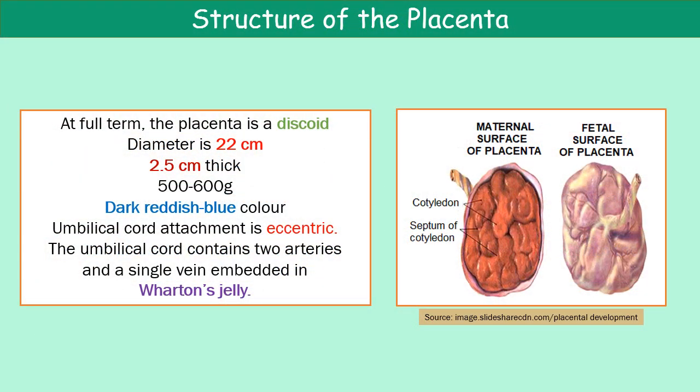Now defining the structure of the placenta including its umbilical cord. At full term, the placenta is a discoidal structure. It is about 22 cm in diameter, 2.5 cm in thickness. It weighs about 500 to 600 gram and is dark reddish blue in color. Of course, under microscopic examination, it appears pearl white.